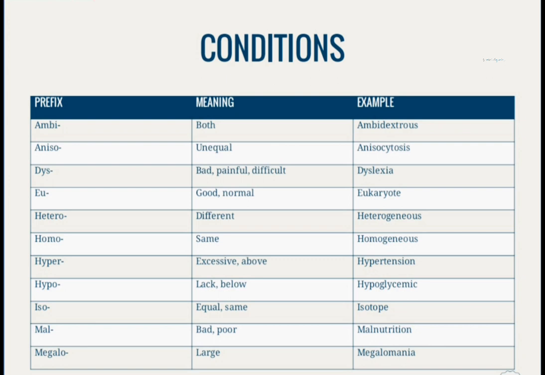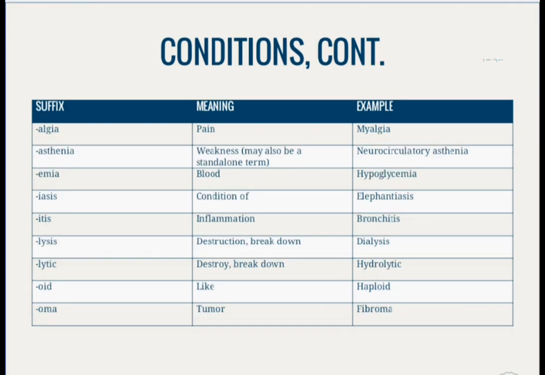Megalo: large, megalomania. Suffix, meaning, example: algia: pain, myalgia. Asthenia: weakness, may also be a standalone term, neurocirculatory asthenia. Emia: blood, hypoglycemia. Iasis: condition of, elephantiasis. Itis: inflammation, bronchitis. Lysis: destruction, breakdown, dialysis. Lytic: destroy, breakdown, hydrolytic. Oid: like, haploid.